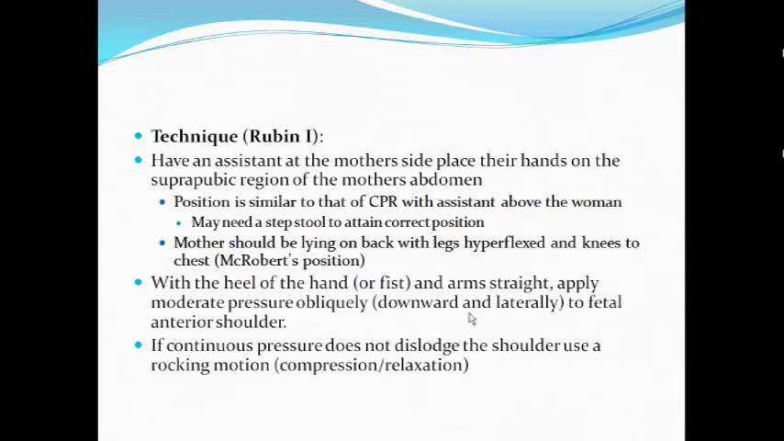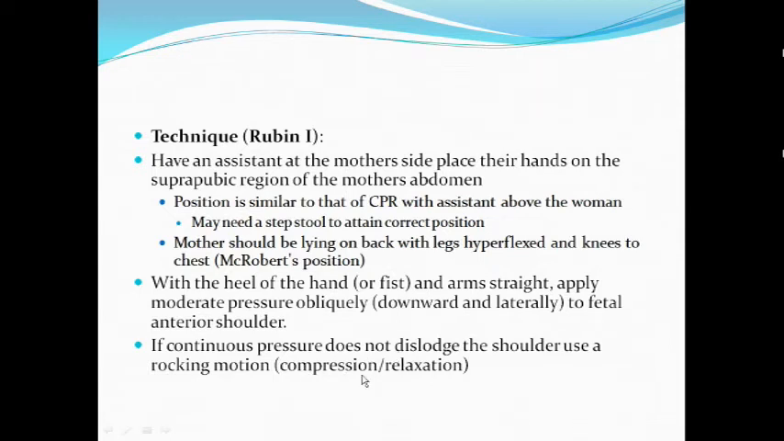When you give suprapubic pressure downward and lateral to the fetal anterior shoulder, it hinges above and pushes it from behind the pubic symphysis, and so it dislodges it. As it dislodges, the baby will deliver. What happens if continuous pressure does not dislodge the shoulder? Use a rocking motion, that is compression and relaxation.